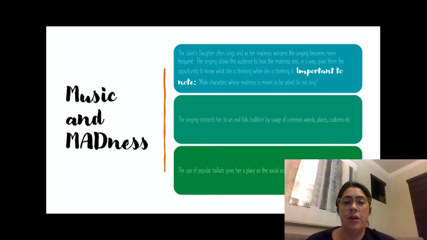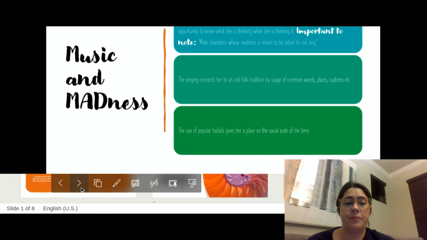Very important to note, per Bruster, male characters whose madness is meant to be pitied do not sing. The singing connects her to an old oral folk tradition by the usage of common words, places, and customs. The use of popular ballads give her a place on the social scale of the time.